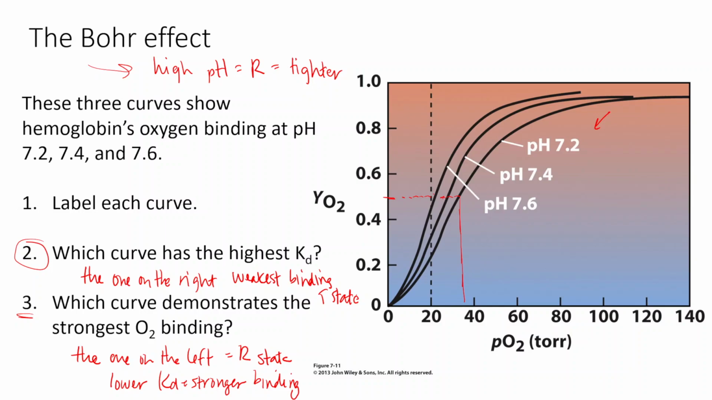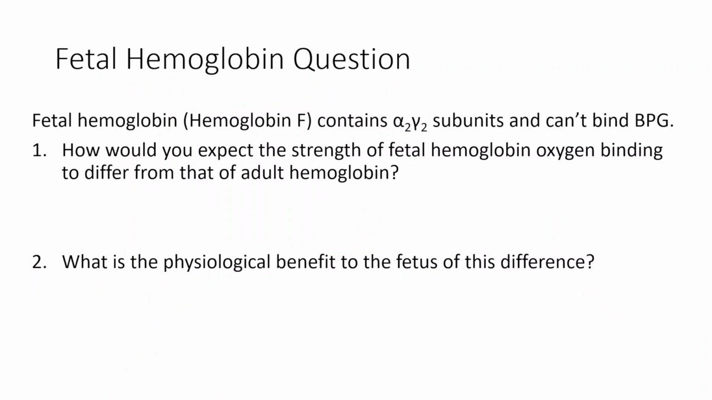All right. Let's talk about fetal hemoglobin. Fetal hemoglobin, which is also called hemoglobin F, has different subunits. We talked about, I think on our first question, how adult normal regular hemoglobin has 2 alpha subunits and 2 beta subunits. Fetal hemoglobin has 2 alpha subunits and 2 gamma subunits. It has this slightly different structure, and that means it cannot bind BPG.